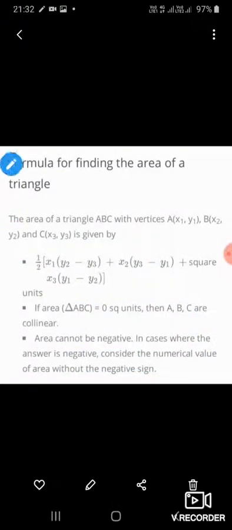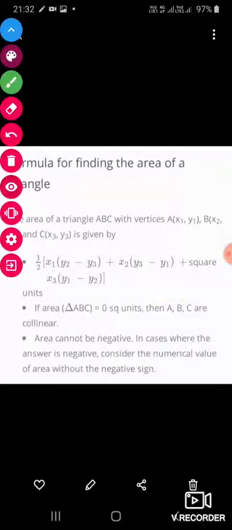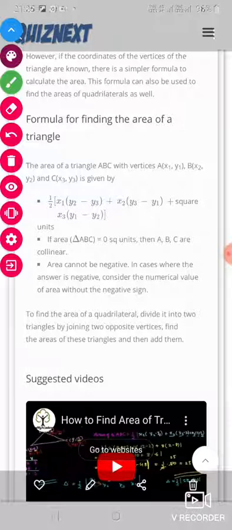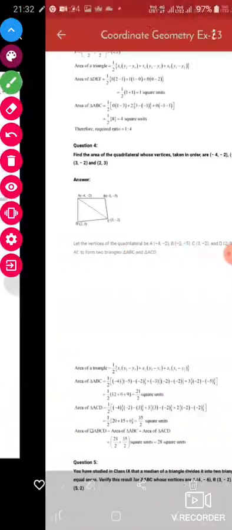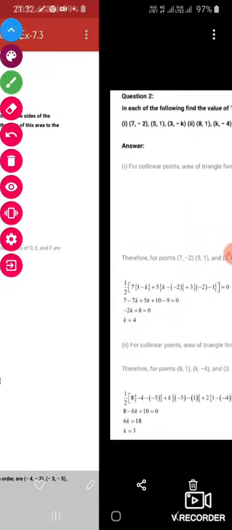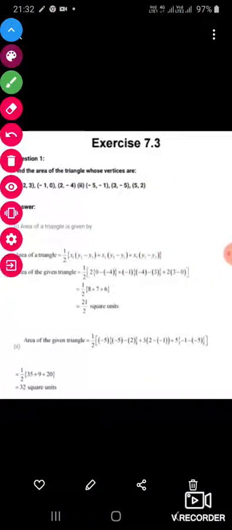So class, let's start the exercise. Let's start with the exercise.